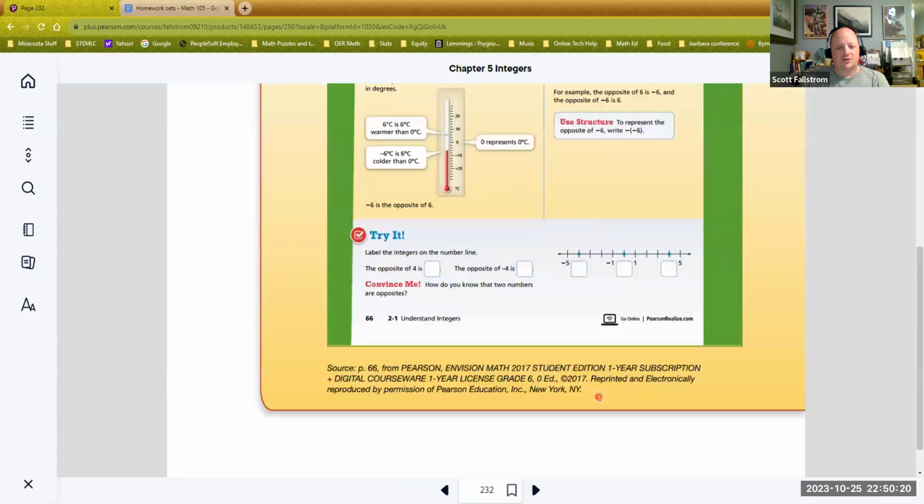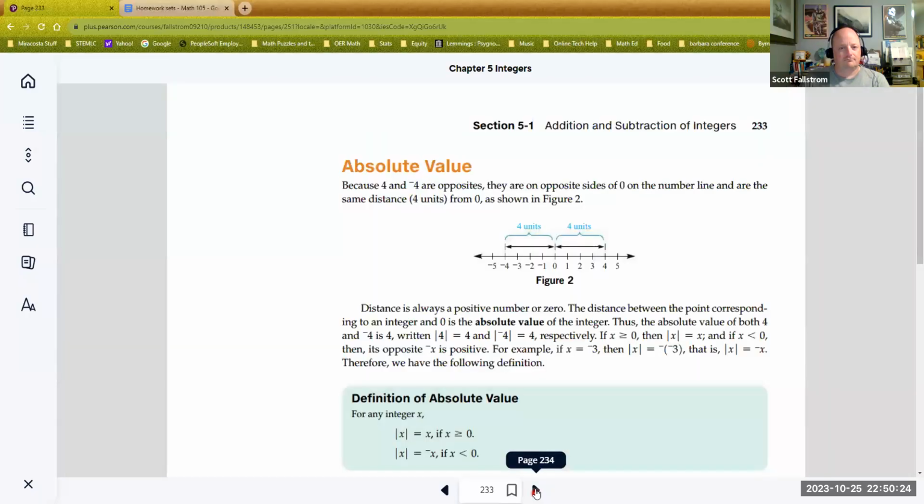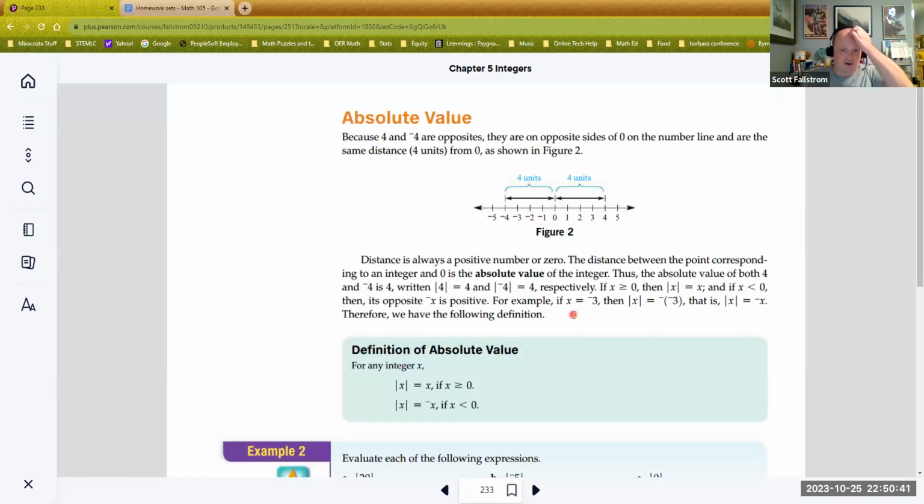All right, school book page on integers. There we go. Oh yeah, absolute value. The reason absolute value is so important is that absolute value talks about a distance. And distance is always positive or 0. So distance can never be negative. So when we say absolute value, we're almost always referring to the distance from 0.